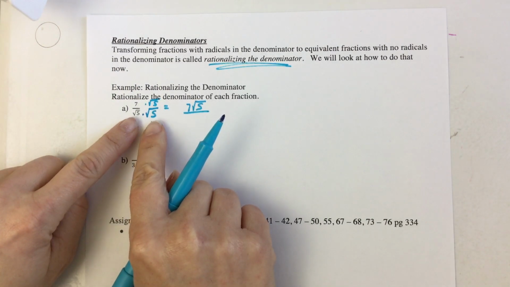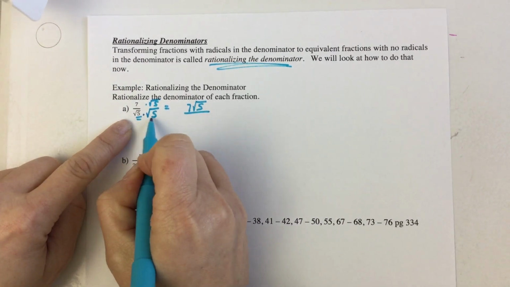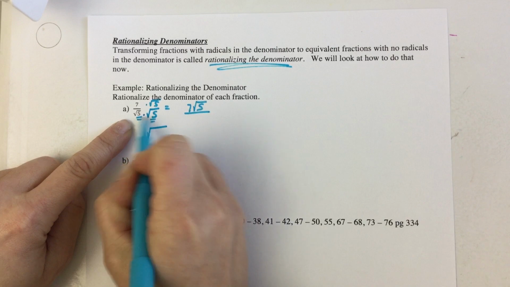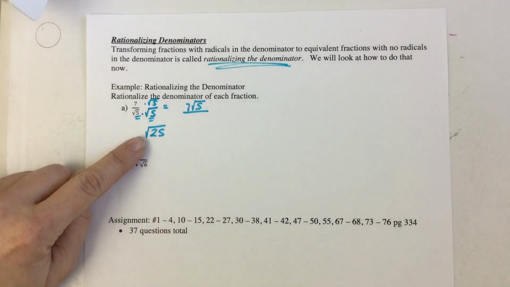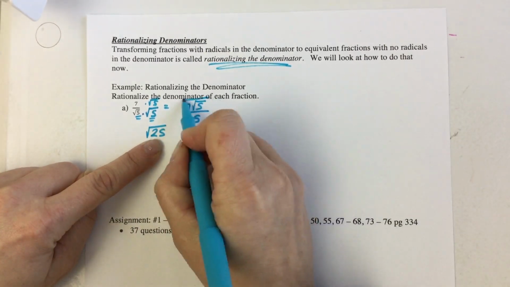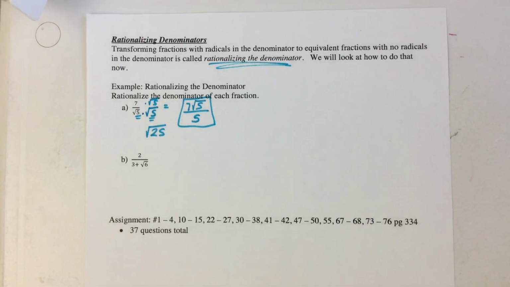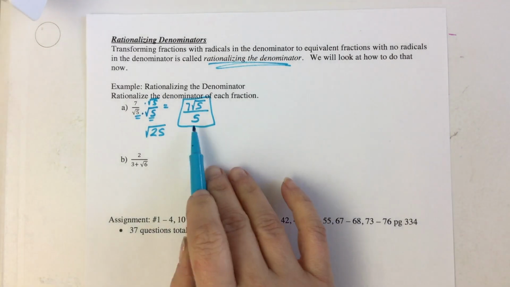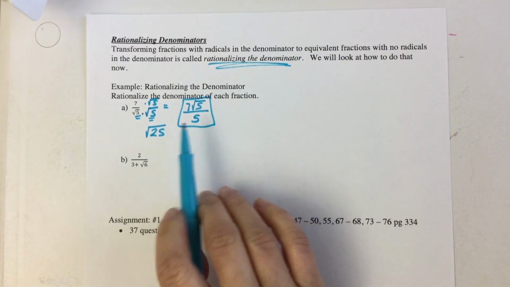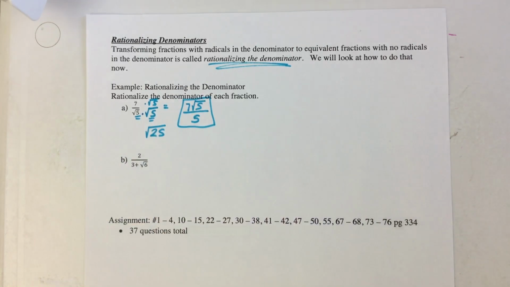Now on the bottom, remember we talked about this earlier. Square root of 5 times the square root of 5. If I take 5 times 5, I get 25. The square root of 25 is 5. You just rationalized the denominator. You no longer have a radical on the bottom because you multiplied top and bottom by the square root of 5. That's what rationalizing the denominator means. Cancel the square root on the bottom.